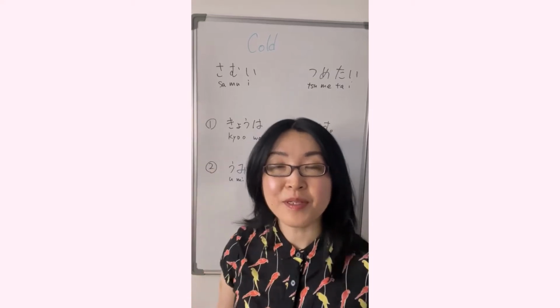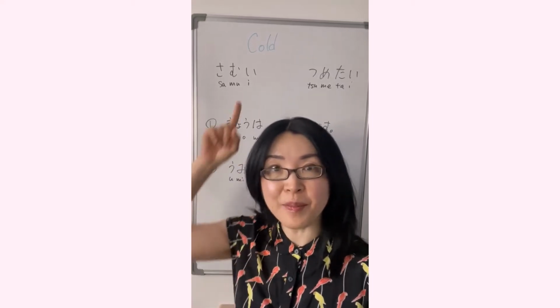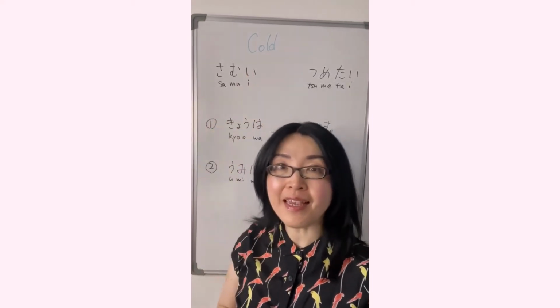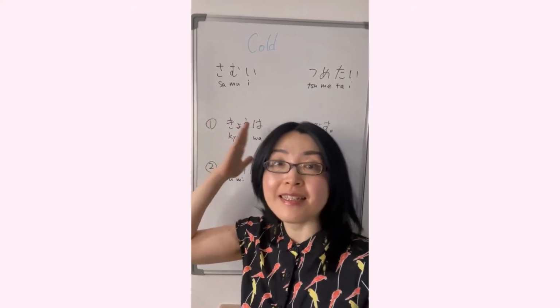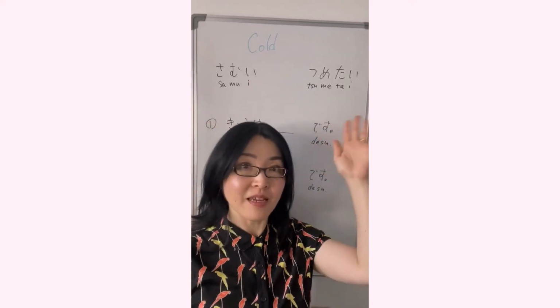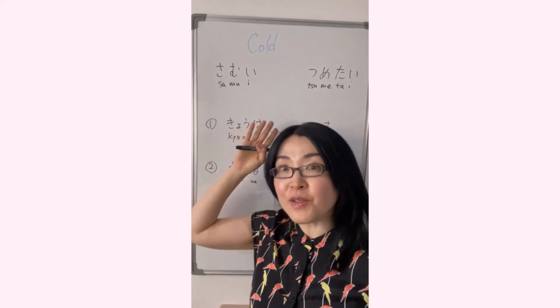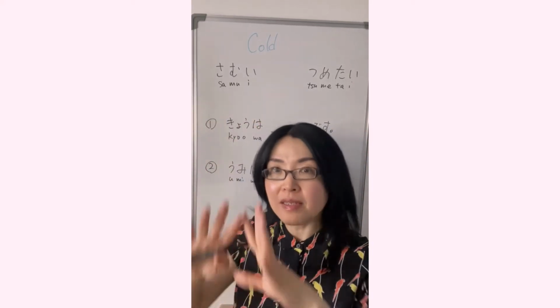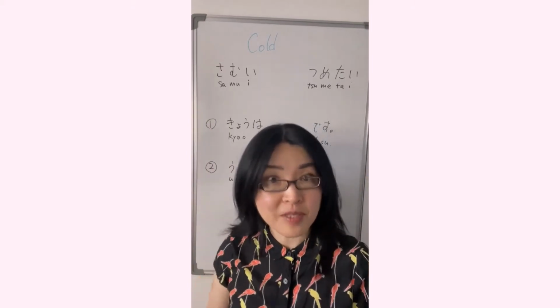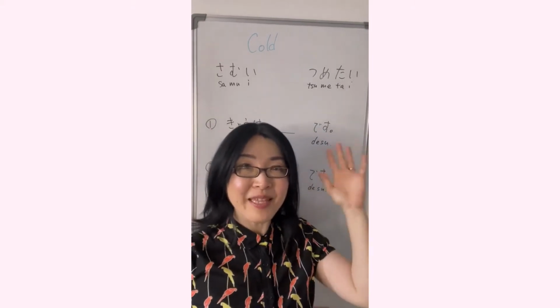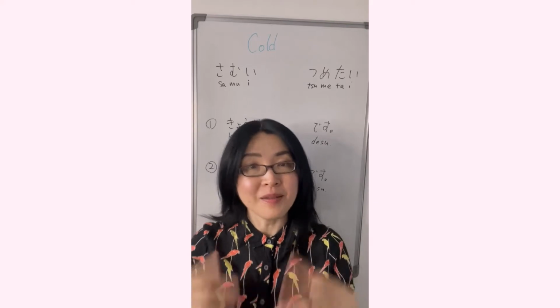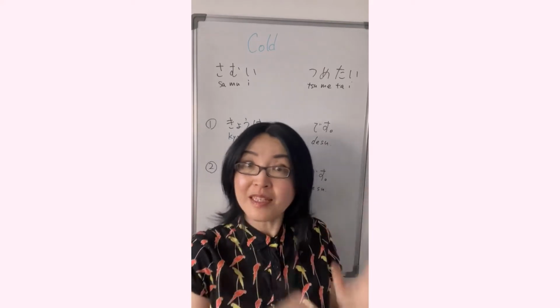In the Japanese language, we have two words that mean cold. One word is samui, and the second one is tsumetai. What is the difference? Samui means cold, but it means a cold temperature. And tsumetai means cold, but when you mention something you can touch.